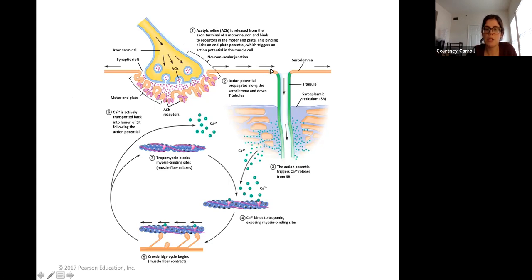That action potential will travel down the T-tubules. When it gets near the sarcoplasmic reticulum, that will trigger the release of calcium. Calcium is going to bind to troponin, which is going to expose the binding site. Myosin head groups will grab onto the actin and pull it to the middle. And this will keep occurring as long as there is calcium.